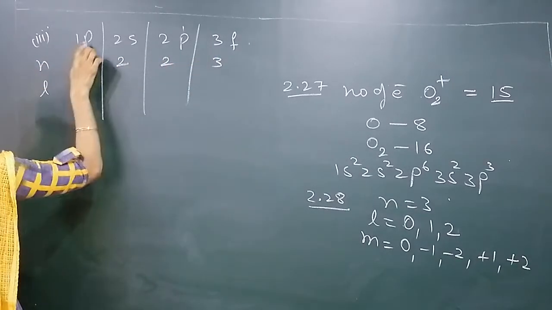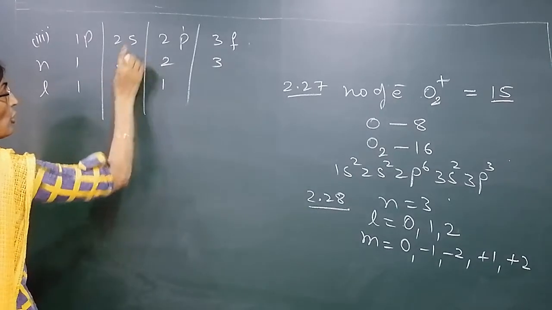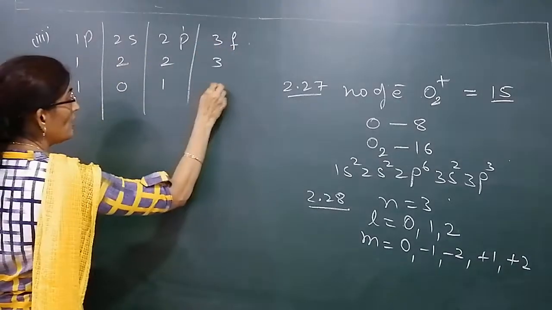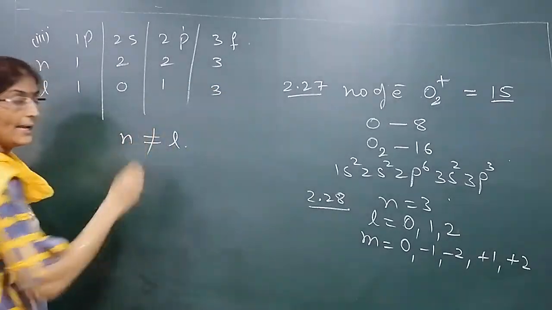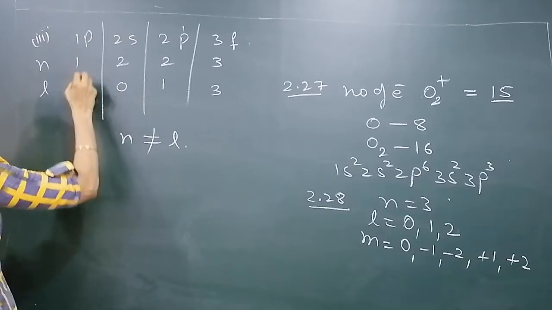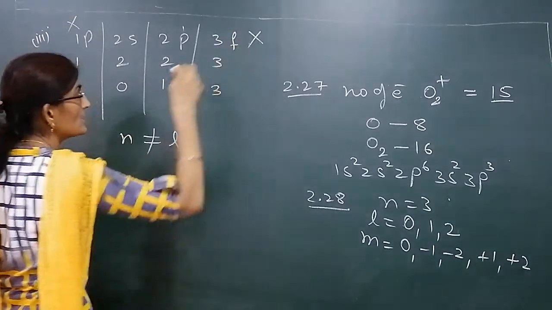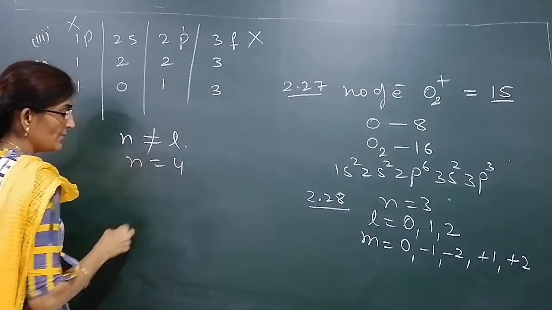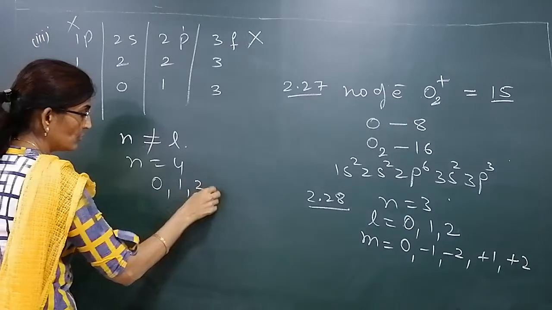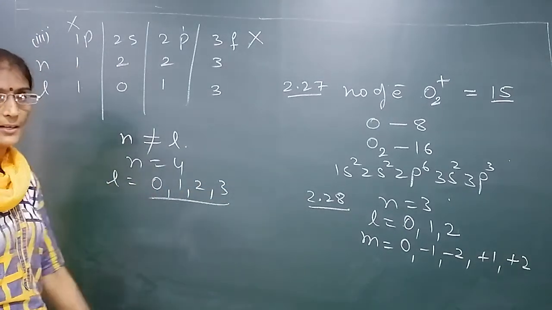What is the value of l? For all p orbitals it is 1. Here also 1. For all s it is 0. For all f it is 3. We know that n can never be equal to l. So in the first case they are equal, which means this orbital is not possible. In the last case also they are equal, so this orbital is not possible. If n is 4, what are the possible values of l? 0, 1, 2, 3. l is always less than n, not equal to n.